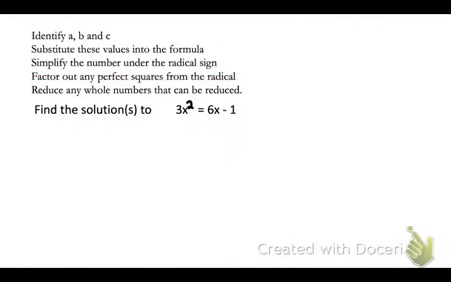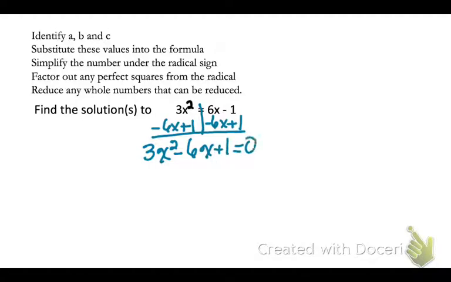Let's look at another example. When I'm looking at this quadratic equation, remember it has to be in standard form, and this one is not. So that's the very first thing I'm going to do: subtract 6x and add 1 to both sides of this equation to get the equation in standard form, 3x squared minus 6x plus 1.